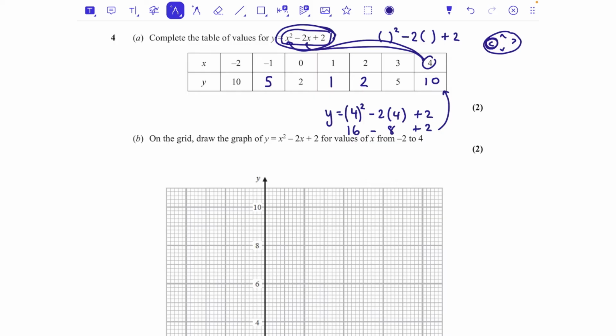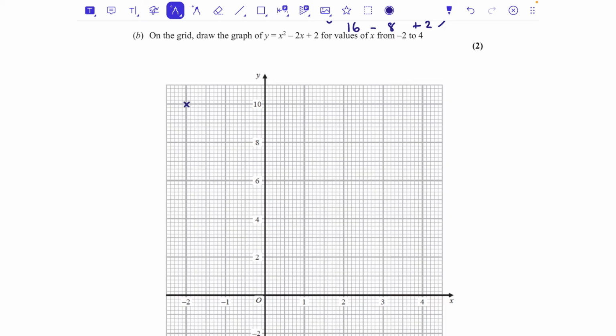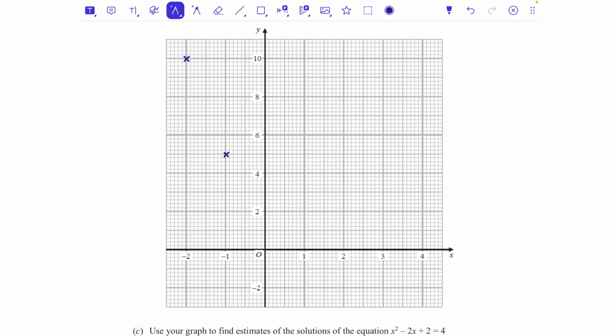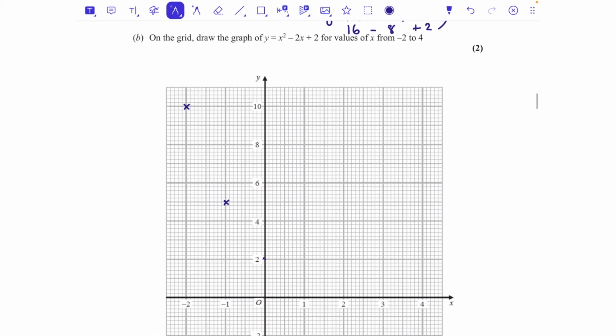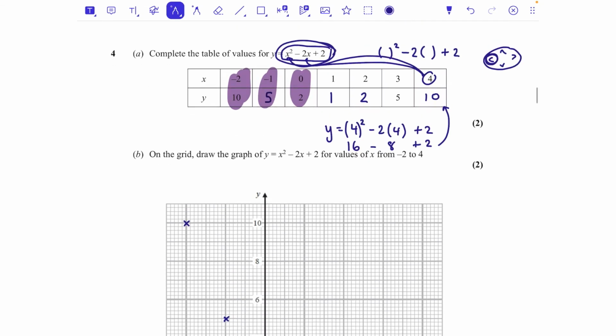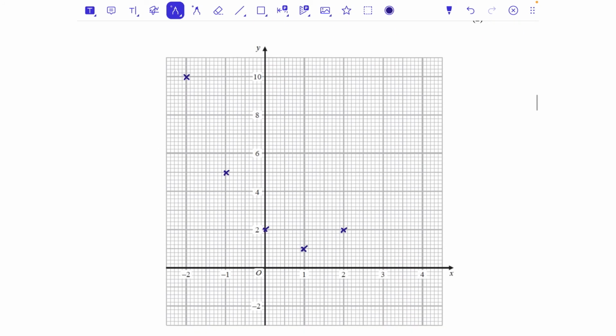And now we've got to draw it. So each of these is a coordinate that we're going to plot on the graph. So minus 2, 10 would be here. Minus 1, 5 is going to be here. 0, 2. 1, 1. 2, 2. 3, 5. And 4, 10.